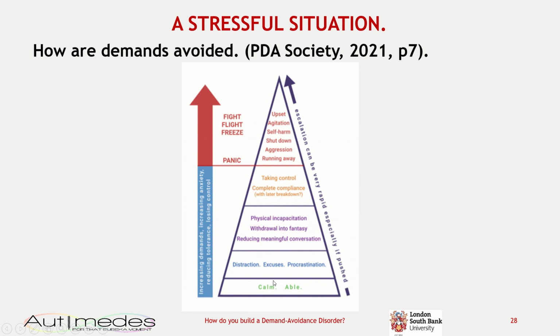So down here you've got calm and able. As they start to feel stressed, they tend to use distraction, excuses, and procrastination. It can again go into physical incapacitation or withdrawal. They can either take control or just go along with what the person's put to them, and go into full on panic. So they can use either full on shutdown, run away, threats of violence, actual violence towards themselves or other people. This is not linear. People can skip levels, go straight towards it.